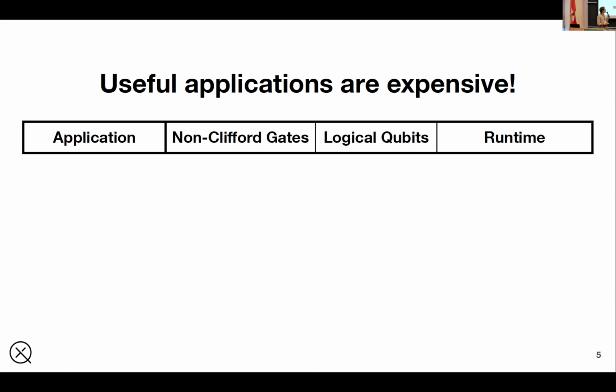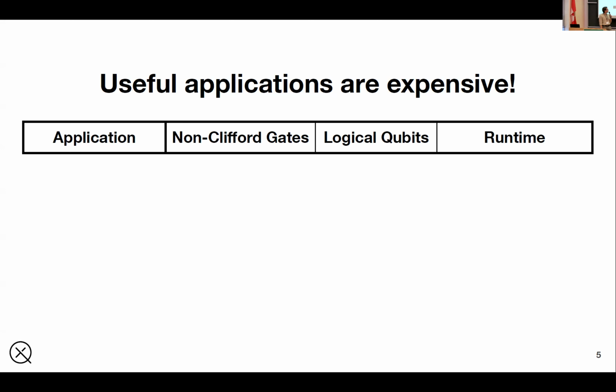Let's also take a look at the number of logical qubits that our application requires, where by logical qubit we mean some kind of collection of physical qubits tied together through an error-correcting code, such that it is able to maintain coherence long enough for us to carry out the algorithm calculation that we're interested in.